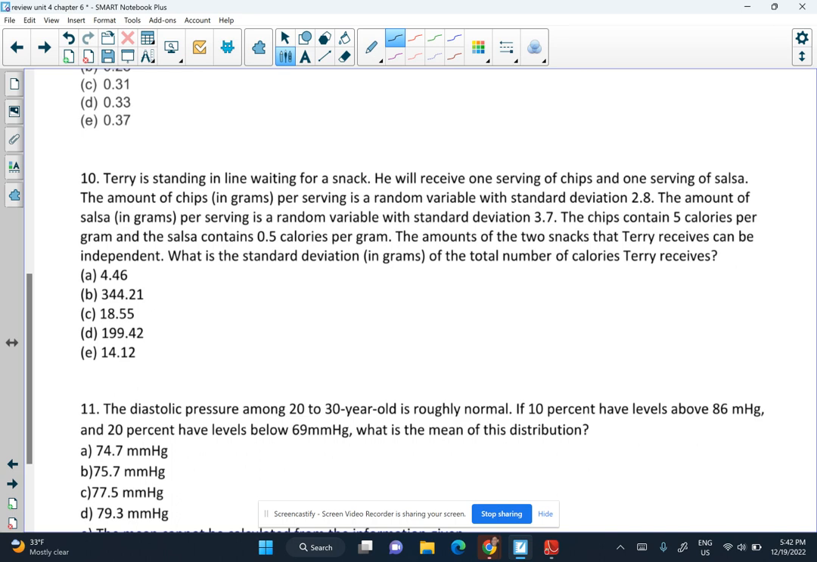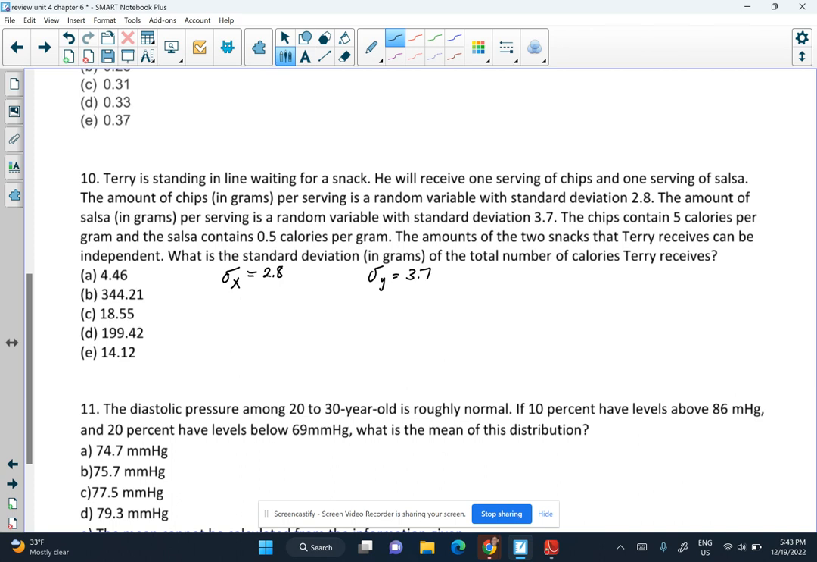Terry's standing in line waiting for a snack. He'll receive 1 serving of chips and 1 serving of salsa. The amount of chips in a serving is a certain amount, but its standard deviation is 2.8 grams. So we're going to say X is the weight of a randomly selected serving of chips, and 2.8 is the standard deviation. And then we're told that the standard deviation for a serving of salsa is 3.7.